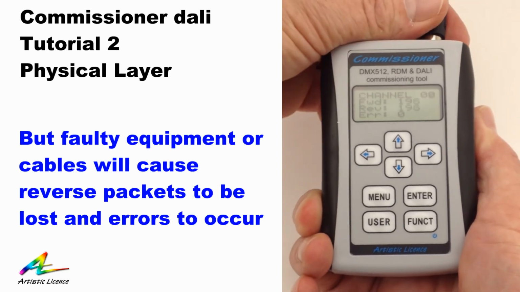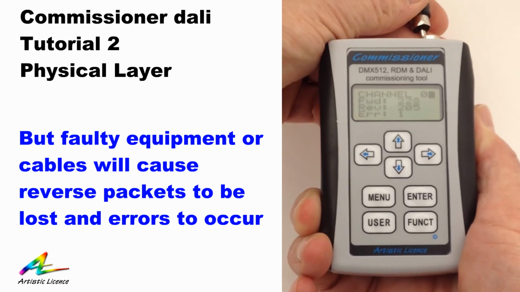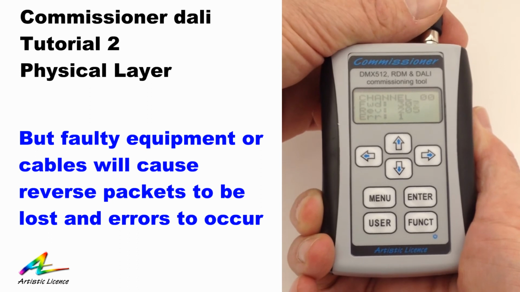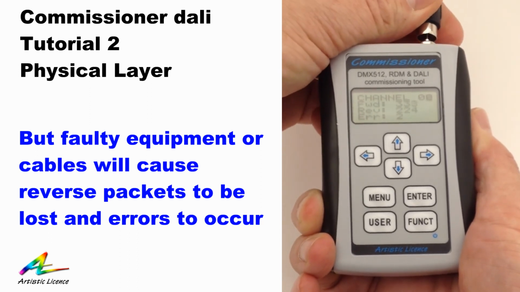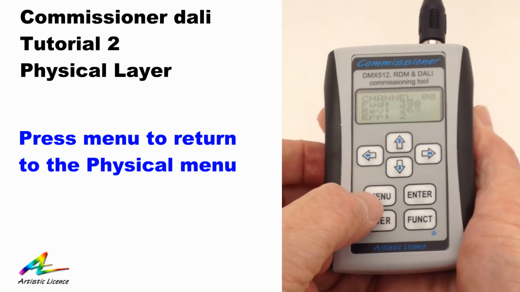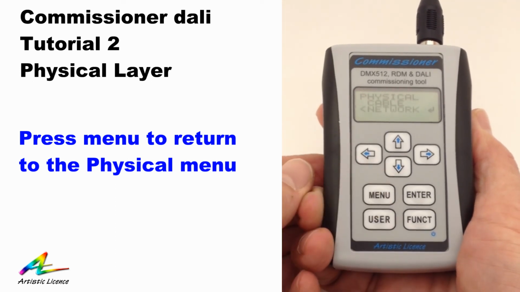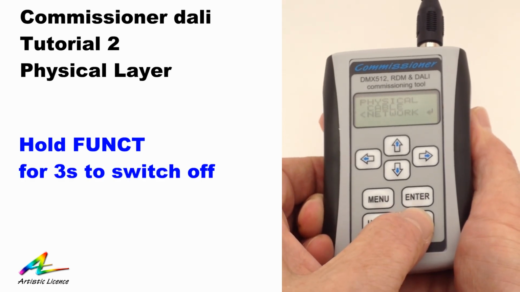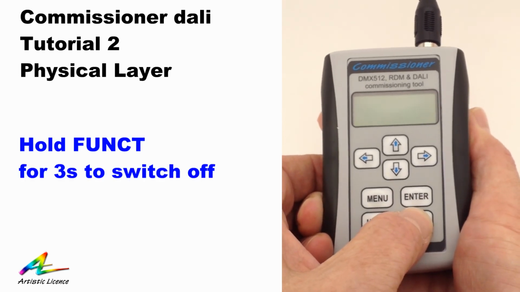You can see here that you've got the same number of forward and reverse packets, but then when you disconnect, the reverse packets stop as you would expect. Also, again, jiggle the connector around, you can see errors being generated. So that's how you look for physical errors on the bus. To power down, hold function for 3 seconds.